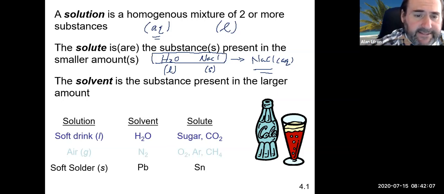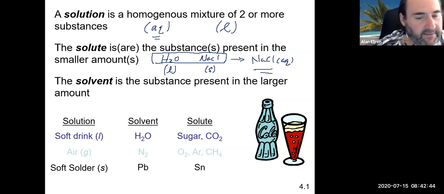But the easy way to figure out what the solute is for a solution is that the name of the solution is really what the solute is. So if somebody says, I have a sodium chloride solution, then sodium chloride was the solute. If you have a hydrochloric acid solution, hydrochloric acid was the solute in that particular case. So down there on the bottom are some examples of solutions. Soft drinks: water's the solvent, and then obviously there's a lot of other small things dissolved in it, right? Sugar, CO2, some other things that are dissolved.